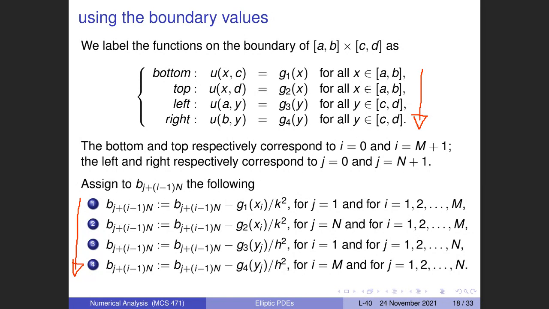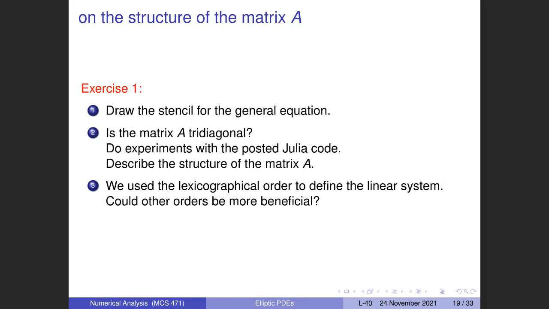Notice also the step sizes, the k square and the h square that are coming in here. This defines the right-hand side. So we have now completely defined the linear system. Here are some questions, some of which are actually answered when we look at the posted Julia code. The purpose of this exercise within the lecture is to phrase some questions that we have now.